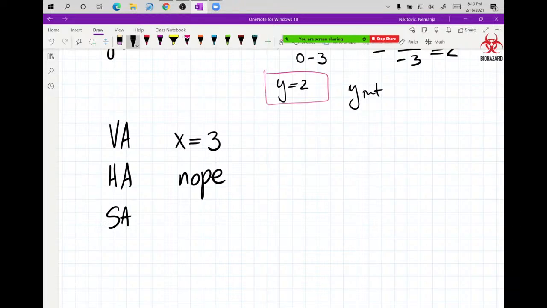Slant asymptote, yes! Because the numerator has x squared and the denominator has a single x, they are one apart. So when we do the long division over here, right, we will be able to find that asymptote.